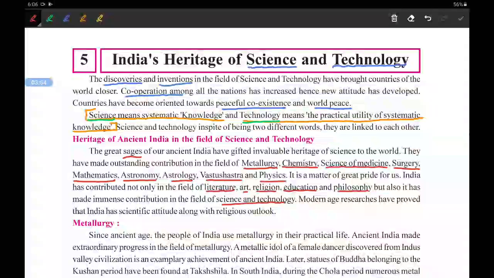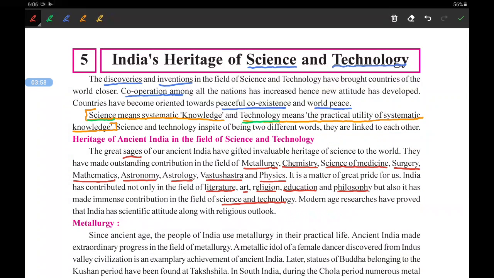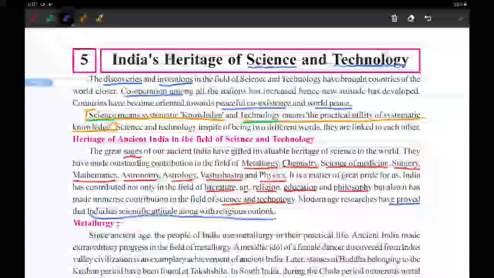India has made a great contribution in literature, art, religion, education and philosophy, but at the same time it is not behind in the field of science and technology. It has made a great contribution in that field also. Modern age researchers have proved that India has scientific attitude along with religious outlook. So this is a very, very important line.